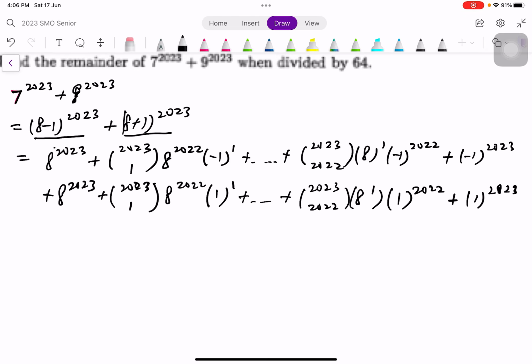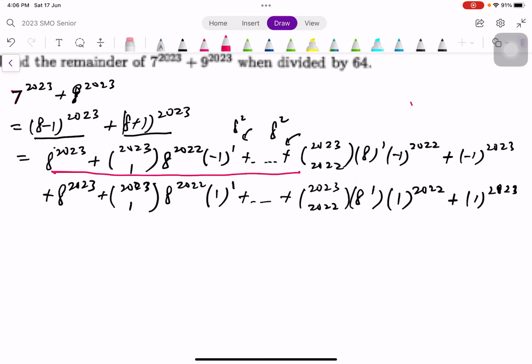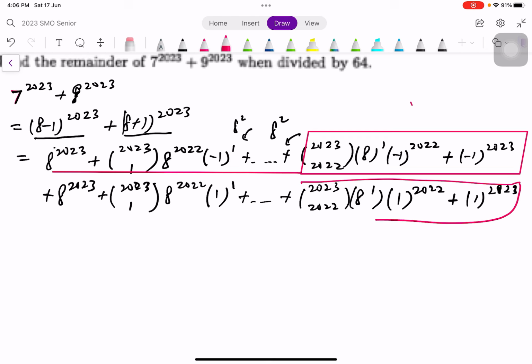Therefore, in this case, can you see that the term before that you have a 8 squared, and the term before that definitely have 8 squared. Therefore, I don't need to worry about the terms that is before the second last term. Therefore, I only need to worry about these two last terms here, these two terms and these two terms here, right? Can you see that?